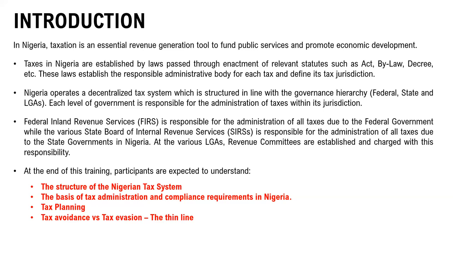I already said earlier that at the end of this training, participants are expected to understand, number one, the structure of the Nigerian tax system. Number two, the basis of tax administration and compliance requirements in Nigeria. Three, tax planning, tax avoidance, and tax evasion. Before we go in, I would like you to just drop in the chat box: what do you understand by tax avoidance and tax evasion? I just want to get our idea of what we think are the differences between tax avoidance and tax evasion.